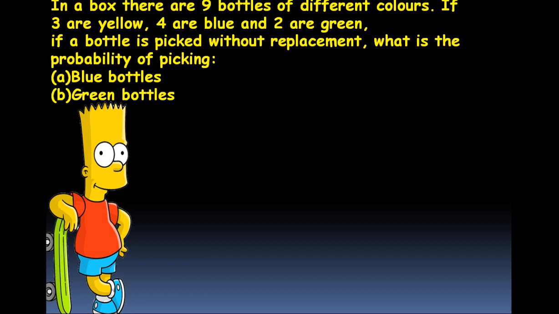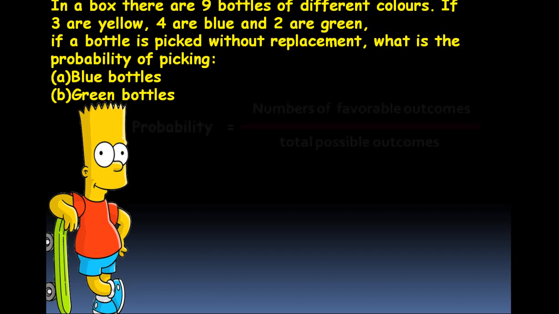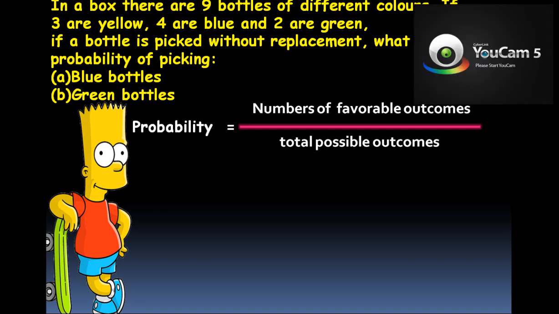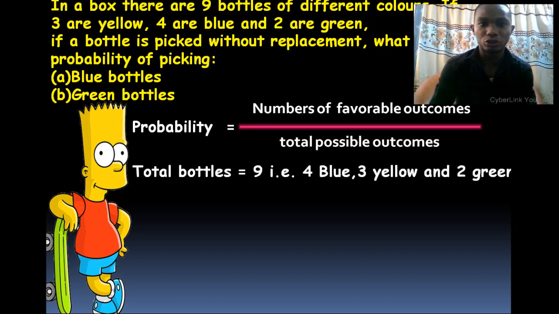In a box, there are 9 bottles of different colors. If 3 are yellow, 4 are blue, and 2 are green. If a bottle is picked without replacement, what is the probability of picking blue bottles? And the second one, green bottles. Now what do we have? Probability is equal to the number of favorable outcomes divided by the total possible outcomes. Then what do we have? The total number of bottles there are 9. We have 9 bottles, 4 blue bottles, 3 yellow bottles, and 2 green bottles.